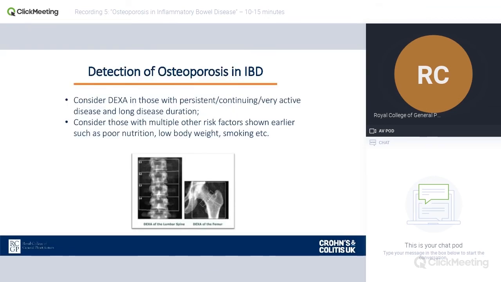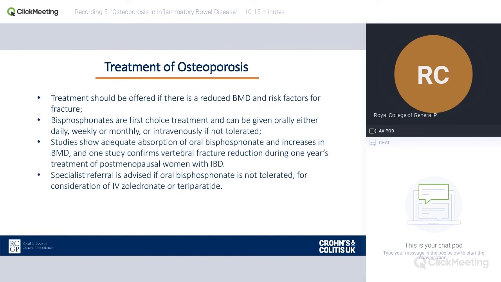As I've mentioned already, those with persistent, continuing, very active disease, and again, long disease duration, because the bone mineral density over time is likely to have been affected. But also think about their other risk factors. So the other, non-IBD risk factors that we've already mentioned: smoking, low body weight, and so forth. I guess low body weight perhaps is more relevant in the IBD patients, and again, poor nutrition. So it really is a matter of looking at all their risk factors and trying to bring them together to decide who needs a DEXA scan.